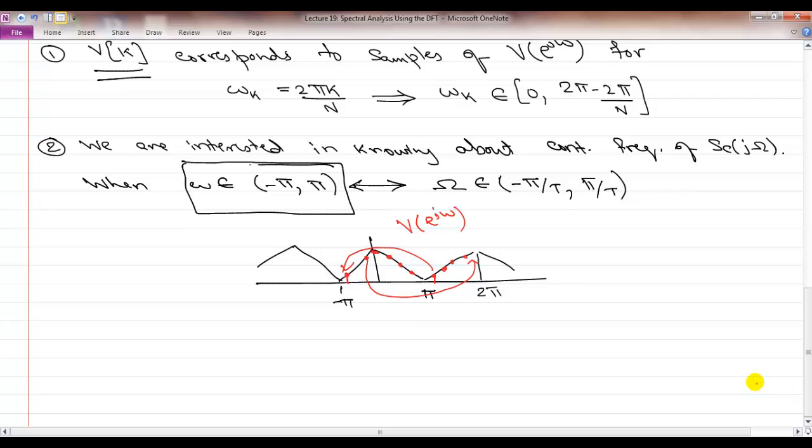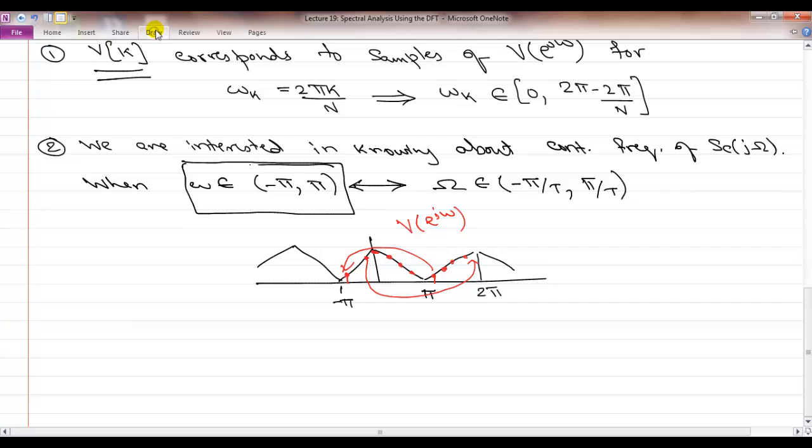So the relationship between the frequencies that DFT samples and the frequencies that we are interested in is rather simple. As long as the frequencies are between 0 and pi, they correspond to the frequencies 0 to pi, but the frequencies that are above pi, between pi and 2 pi, we can subtract 2 pi from those frequencies to find out about V of e to the j omega at frequencies between minus pi and pi.